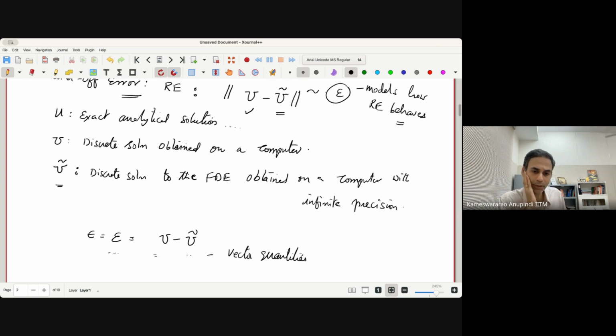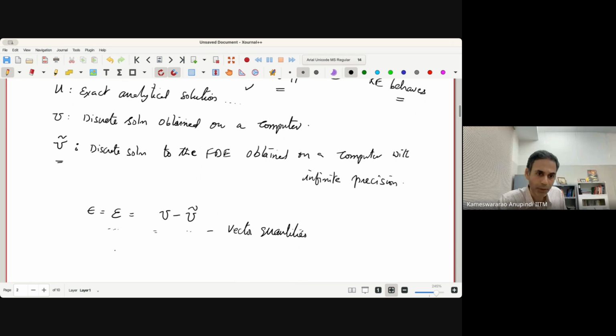So these are all vector quantities. That means we know that there is some bar to it or something like that. So from here, I can now write that capital U equals u tilde plus epsilon. This is the solution on a finite precision computer, and on the right hand side I have the infinite precision computer solution, that is u tilde, and the round off error. If I add the round off error to the infinite precision computer solution, I'm going to get the solution that I would obtain on a regular computer. I think that kind of makes sense.